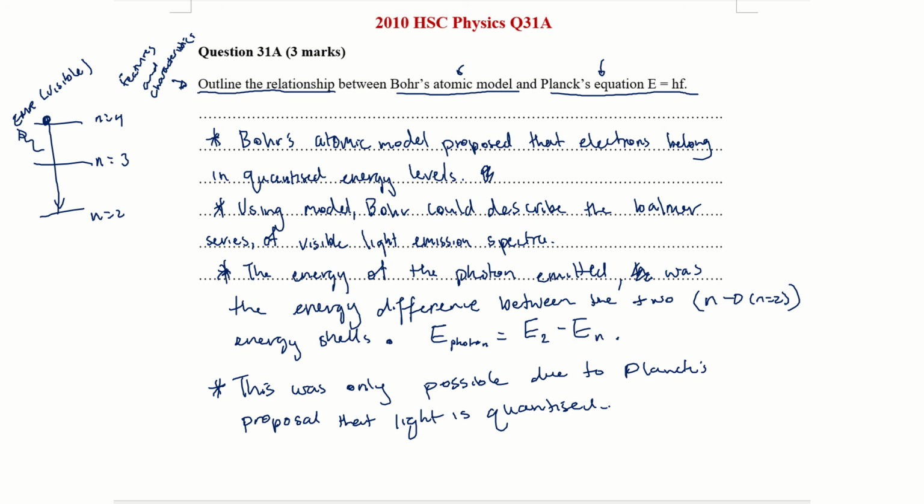All right, so that provides our outline of the relationship between Bohr's atomic model and Planck's equation. We can even write that Planck's equation will be the energy difference of the two energy levels when we see that transition of the electrons.